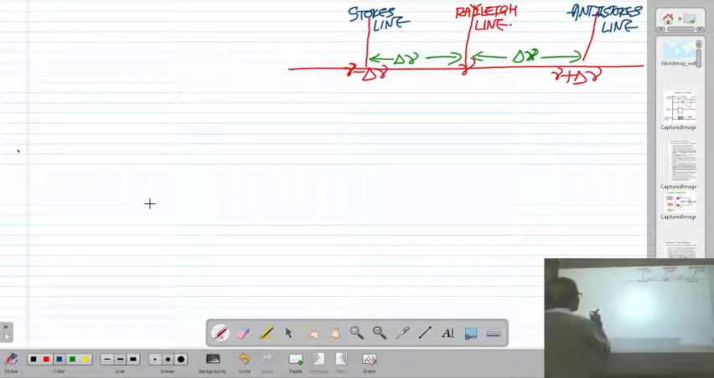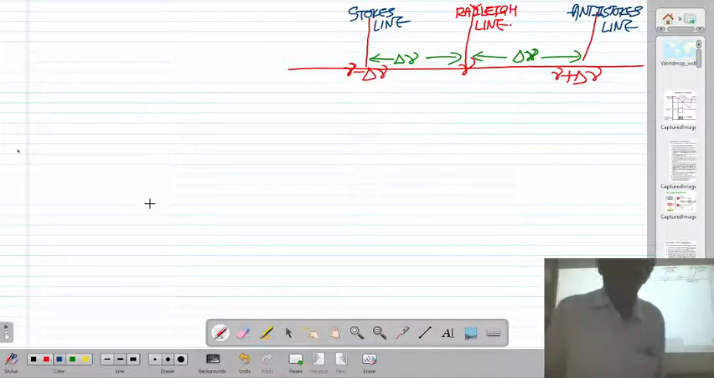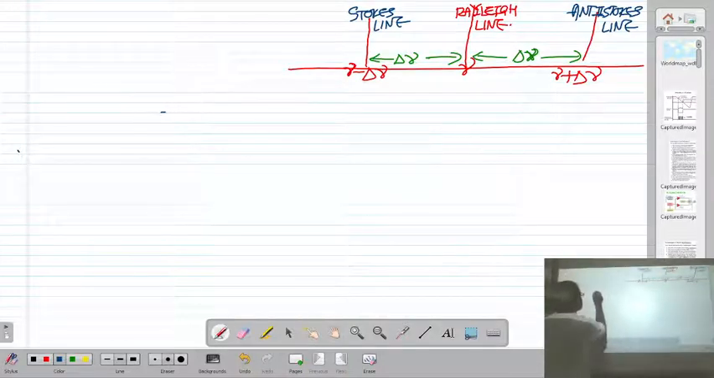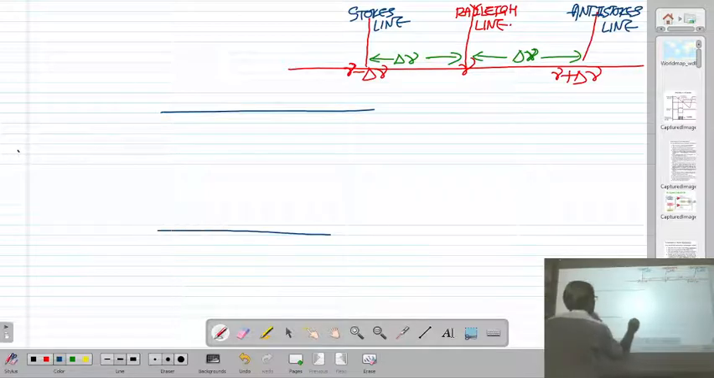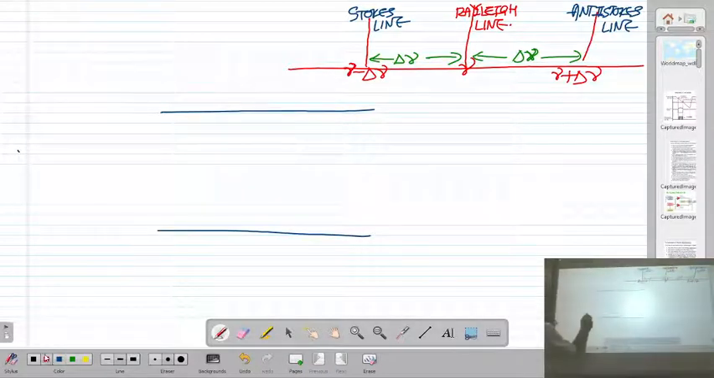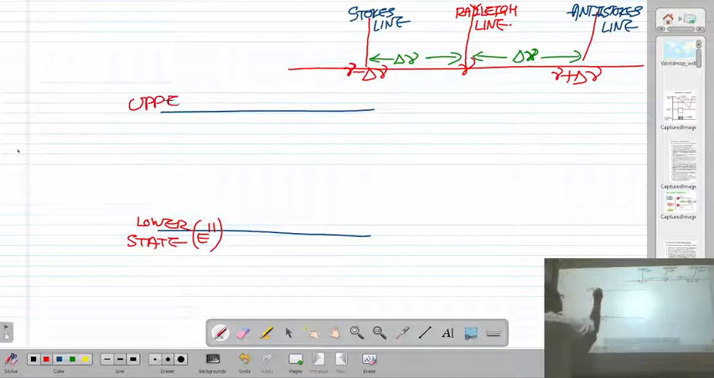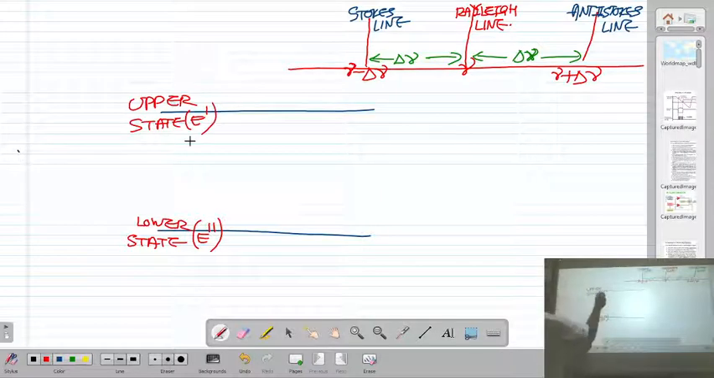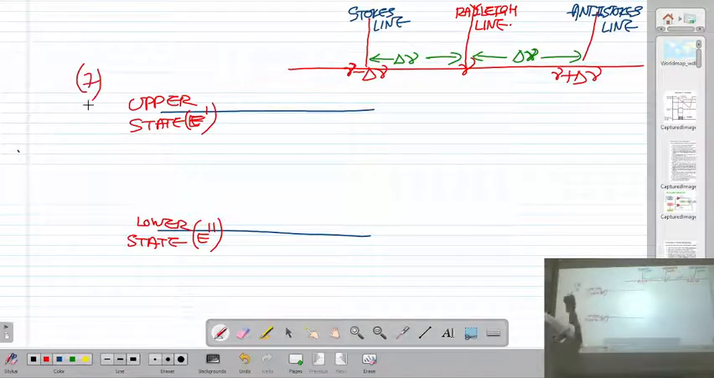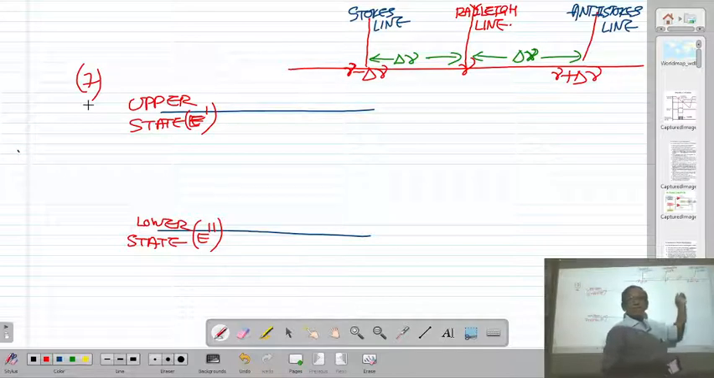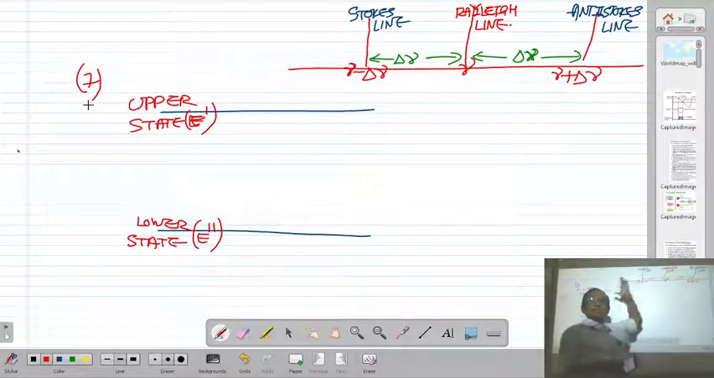Now I consider two energy states of the scatterer molecule. This is the lower energy state, in which the energy of the molecule is E double dash. This is the upper state, in which the energy of the molecule is E dash. I am giving the explanation of the Rayleigh line: why we get the Rayleigh line having the same frequency as that of the incident beam.